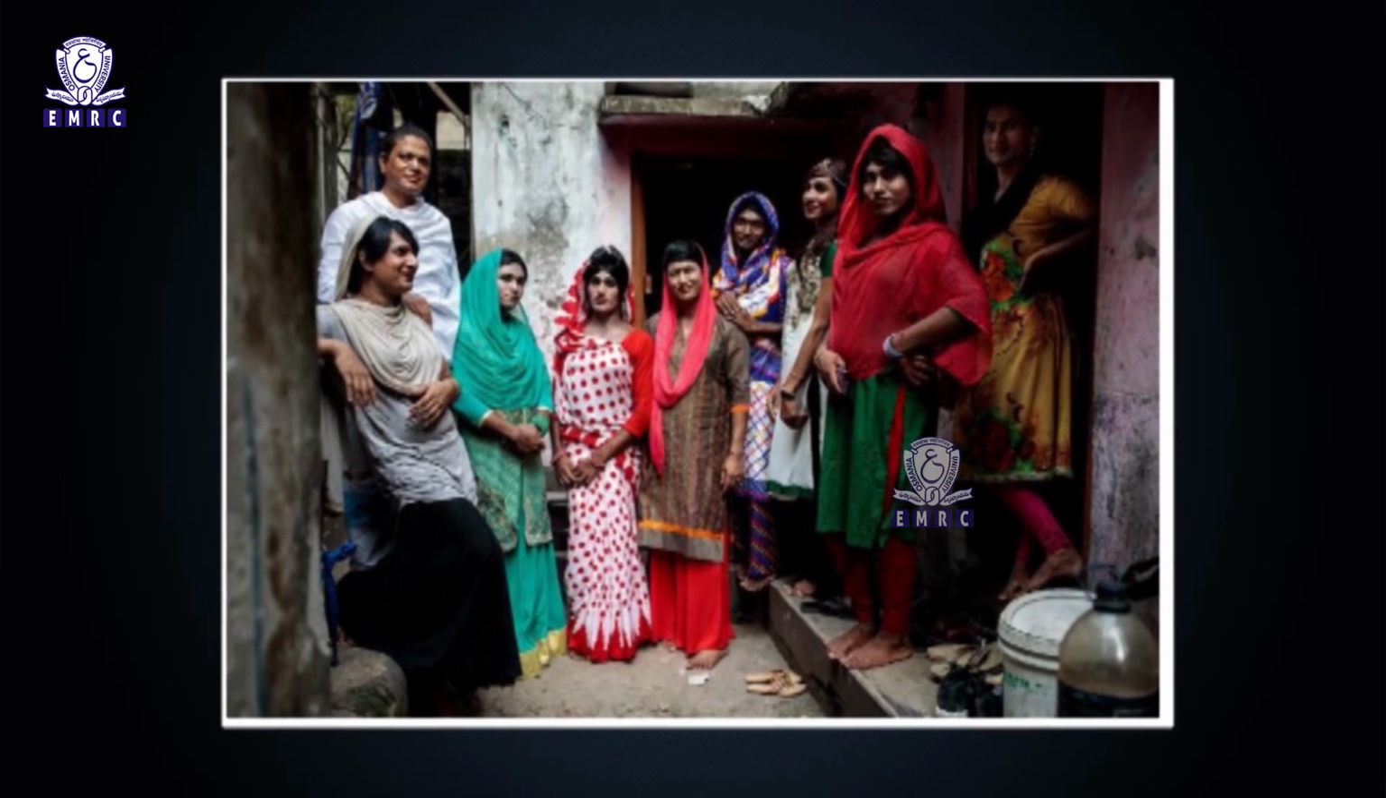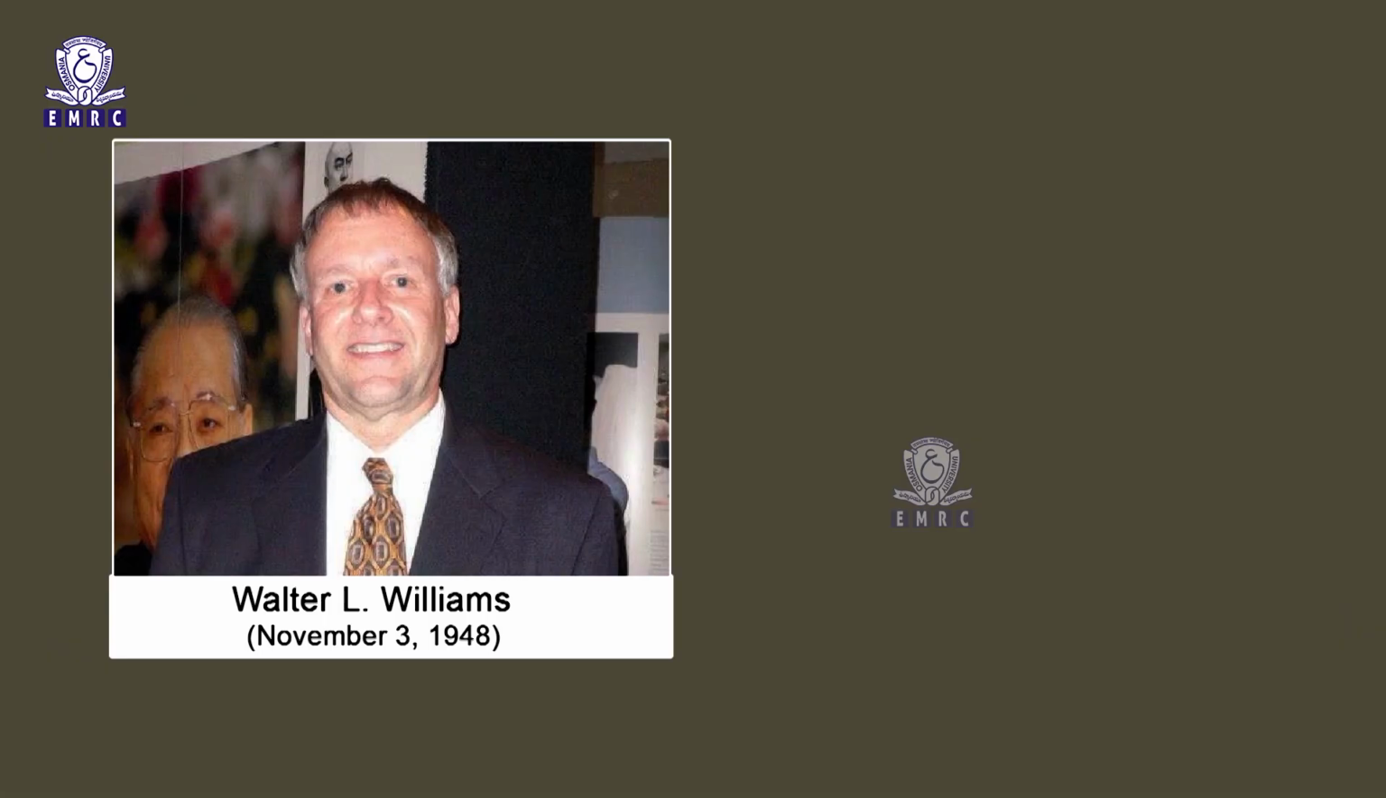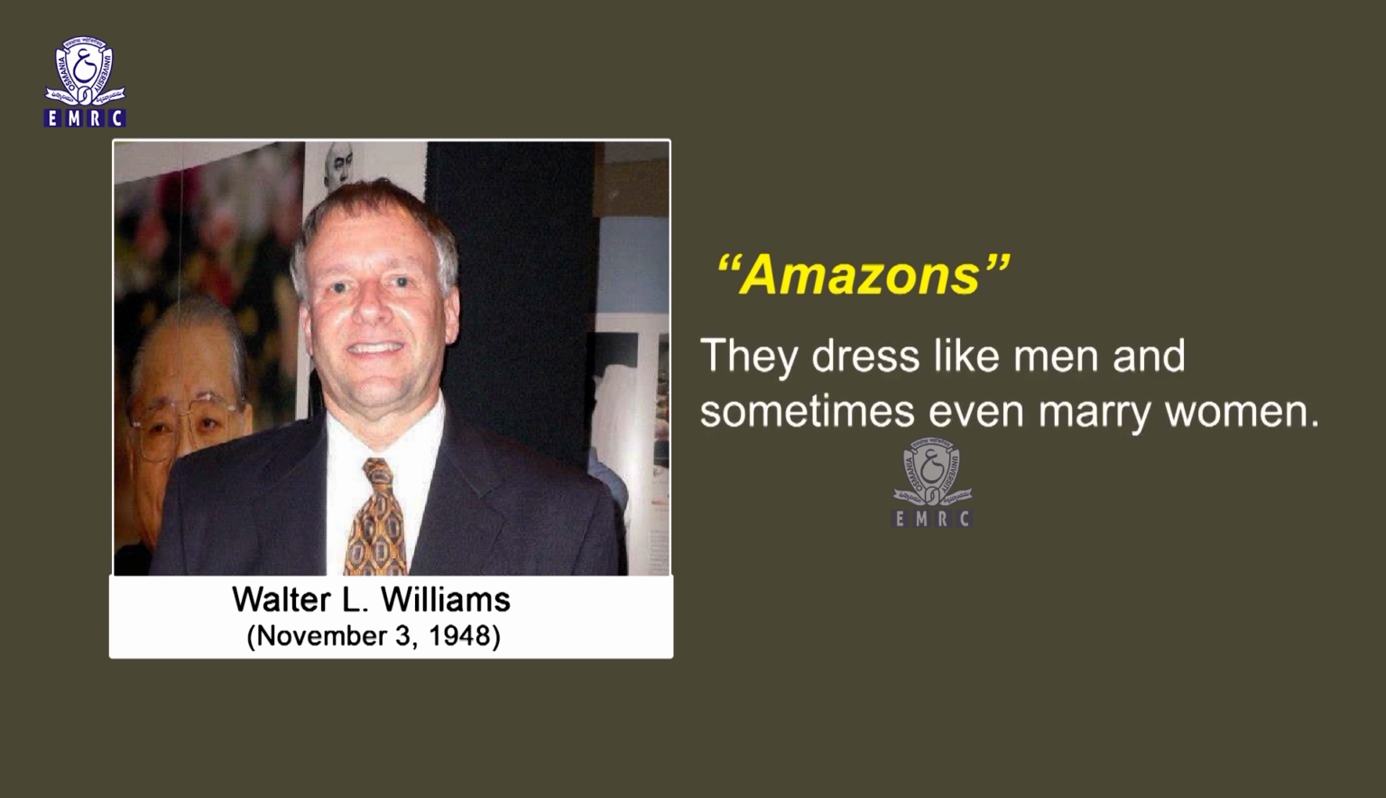An example of this intermediary gender category may be found in India, where the Hijra role involves males who wear women's clothing and identify as women. Anthropologists have found another androgynous gender composed of women warriors in 33 Native American groups in North America. Walter Williams, American former professor of anthropology, history and gender studies at the University of Southern California, calls these women Amazons and notes that they dress like men and sometimes even marry women.